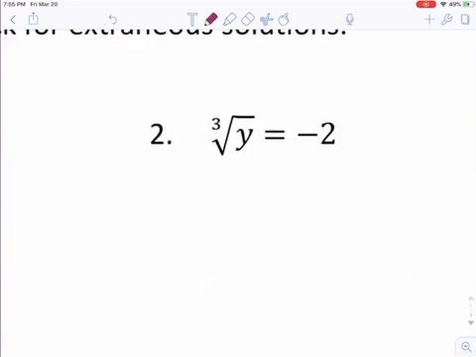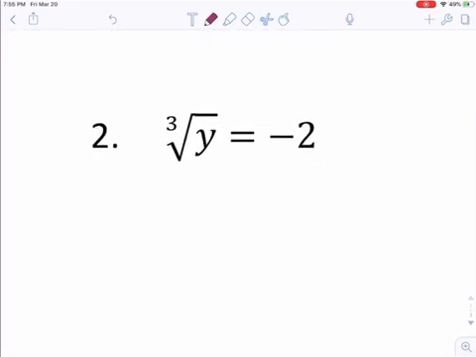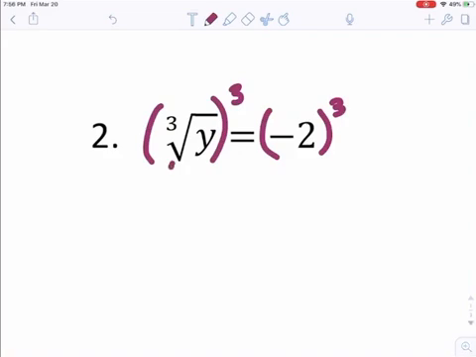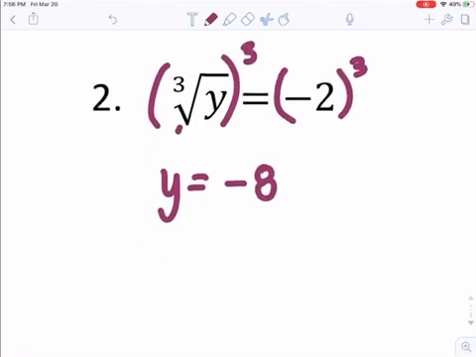So with number 2, I don't want you to think, oh my god, my radical's isolated, it's equal to a negative number, no solution, because you have to look at your root. My index is an odd number, and it's okay to have a negative number when it's an odd index. So I'm going to go ahead and raise this to the 3rd power because it's the 3rd root. That's going to cancel out this radical right here, and you're going to be left with y equals negative 8, right? Negative 2 times negative 2 times negative 2 is going to be negative 8.